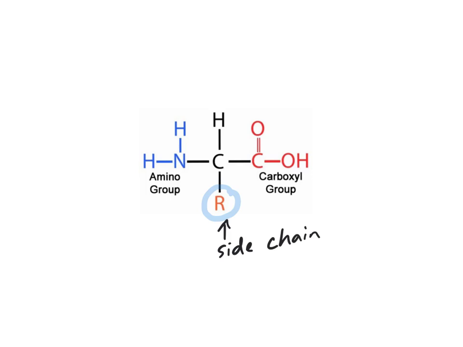A little bit later, when we're talking about putting amino acids into categories in terms of being polar, nonpolar, acidic, basic, what you always want to look at is this side chain. That's what we're talking about because everything else is going to stay the same.